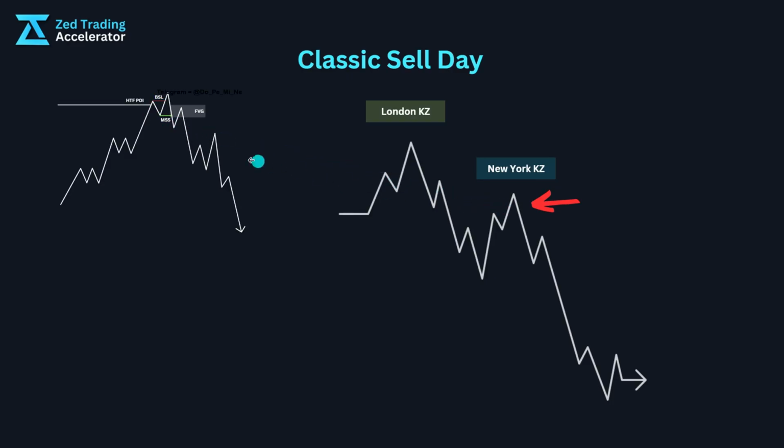After taking out that buy side liquidity, we can enter on the fair value gap formed right here. Right? Our first entry is right here, and then we can target the nearest liquidity. Alright? So this is our second entry, just like this. Alright? As you can see, this is just fractal.